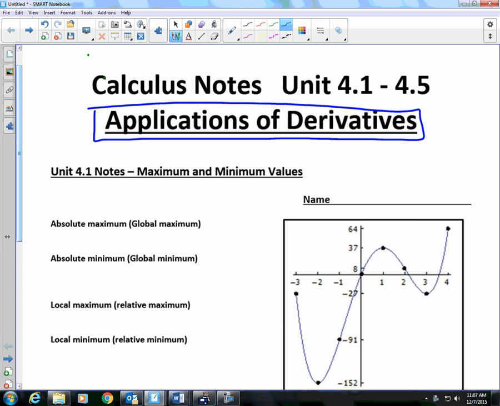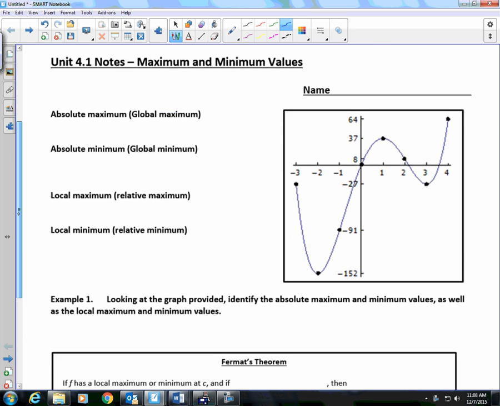We know what derivatives are. Now we want to apply derivatives. And the first application comes with minimum and maximum values.